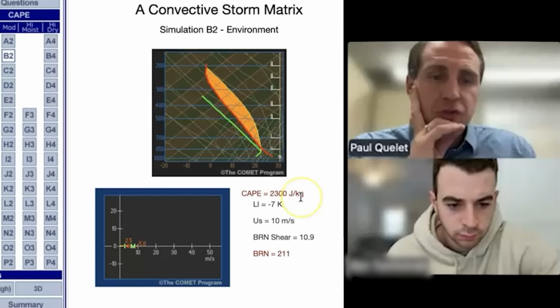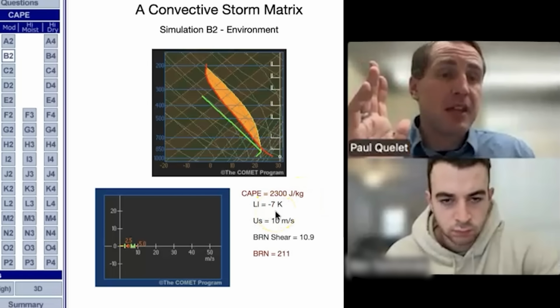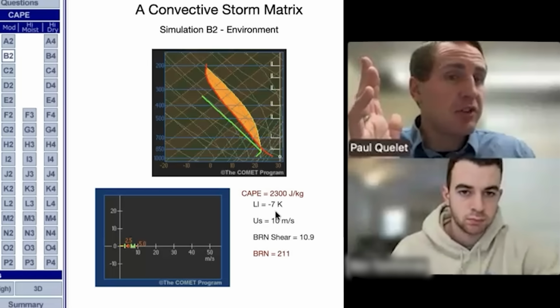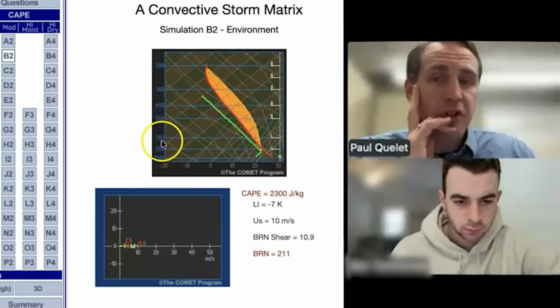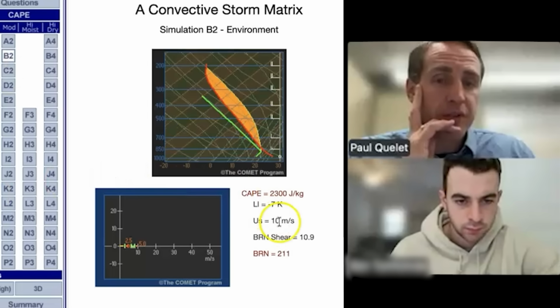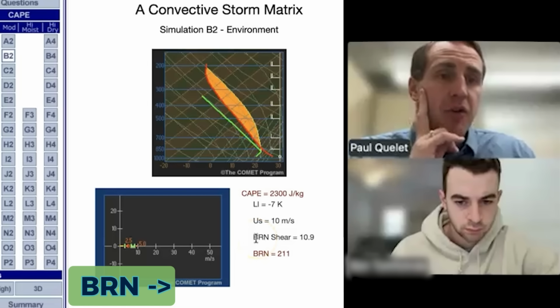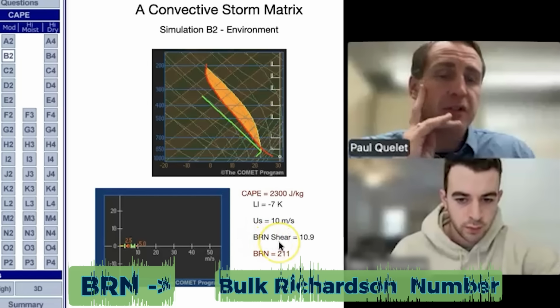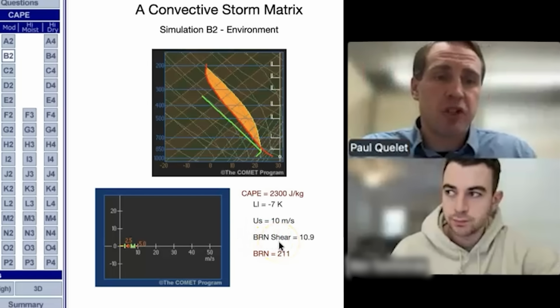So 2,300 joules per kilogram of CAPE. One of the things that's interesting about these simulations is that all the moderate simulations are going to have the same CAPE and the same lifted index, but the wind shears are going to be different as we go down the rows. BRN is the so-called bulk Richardson number, and then the BRN shear is the bulk Richardson number shear.